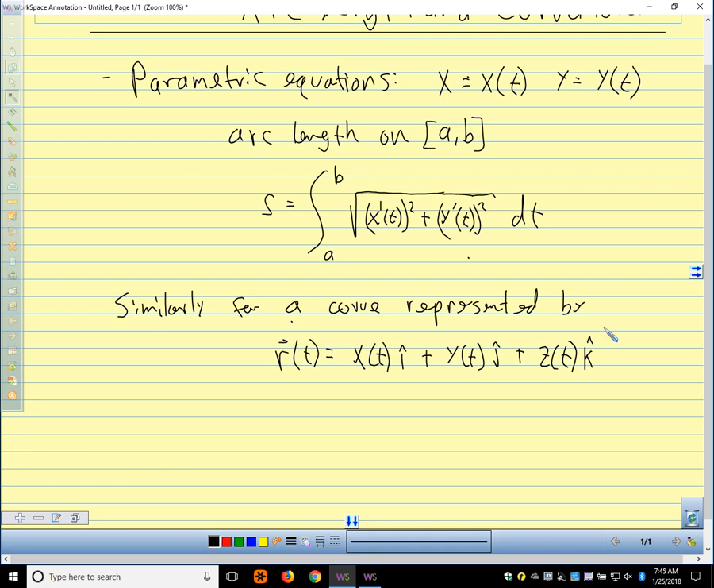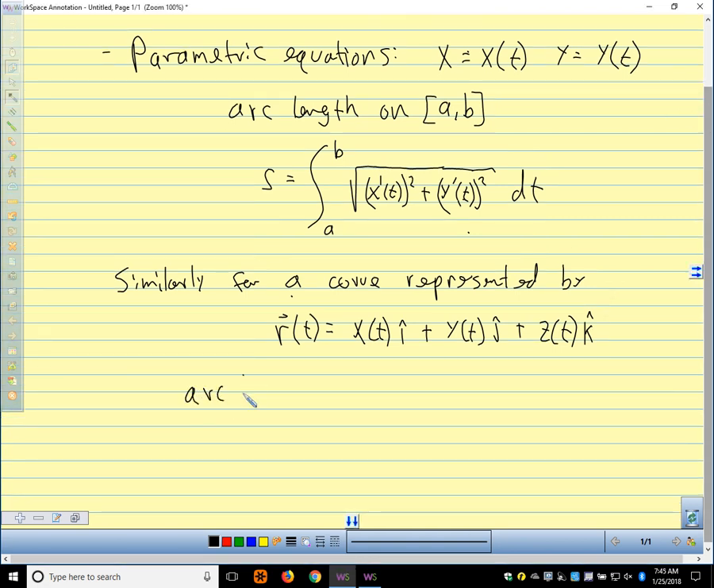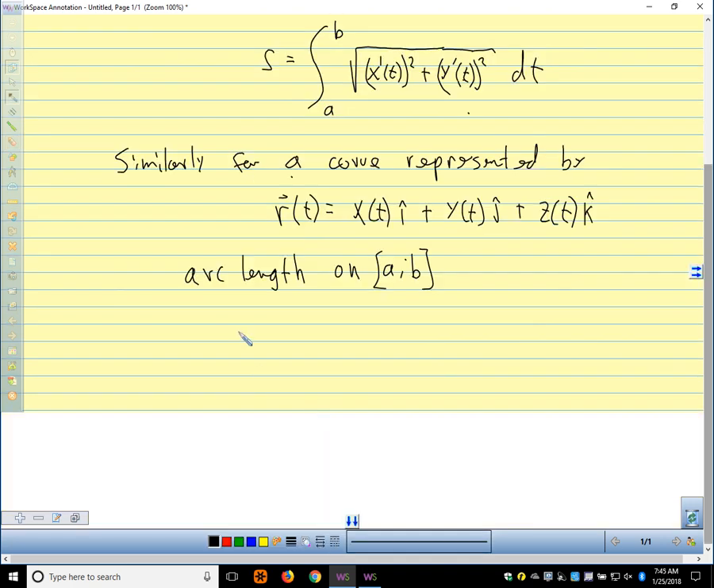We know that we can think of these components as parametric equations that describe our curve. So our arc length along this curve on a to b is S is going to be given by the integral from a to b, the square root of, we just have 3 terms, x prime, I'm going to leave off the t dependence, y prime squared, and z prime squared, dt.